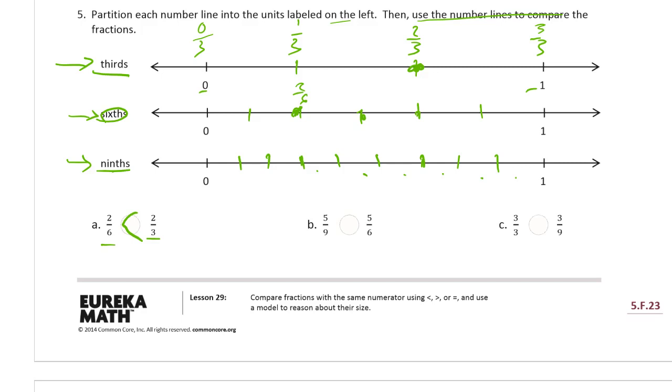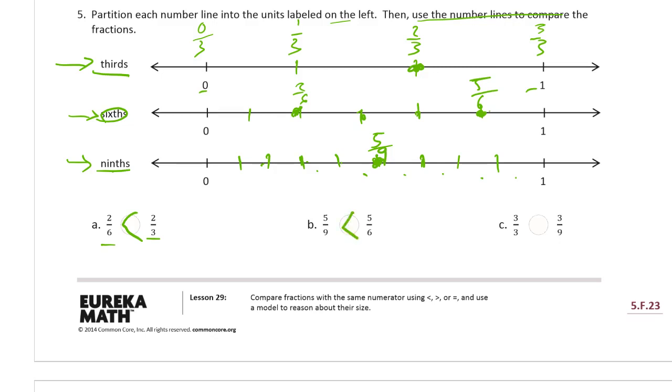Now we're looking at 5/9, which is 1, 2, 3, 4. Right here, that's 5/9. And 5/6 is going to be here. 5/6. And 5/6 is larger, you can see, because it's farther ahead on the number line. From 0 to 5/6 is longer than from 0 to 5/9. So 5/9 is less than 5/6.